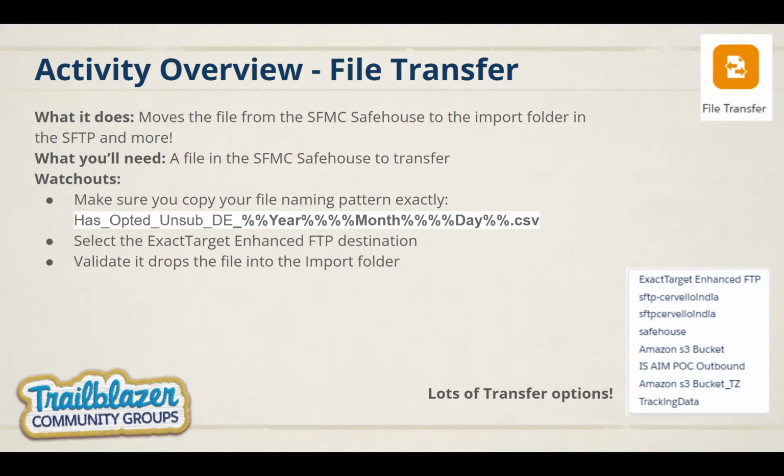So what do you need to do this? You need that file in the safe house, and obviously you need that data extract step first. A couple of watch outs: make sure you use that same naming convention, select the exact target enhanced FTP destination, and always validate that the file drops into the import folder. You can put it into a different folder to check that it's correct. It's always a good step just to check your data. There are a ton of transfer options. Just like the data extract, these activities have quite a bit of functionality. Again, we're just focusing today on the ETL process.